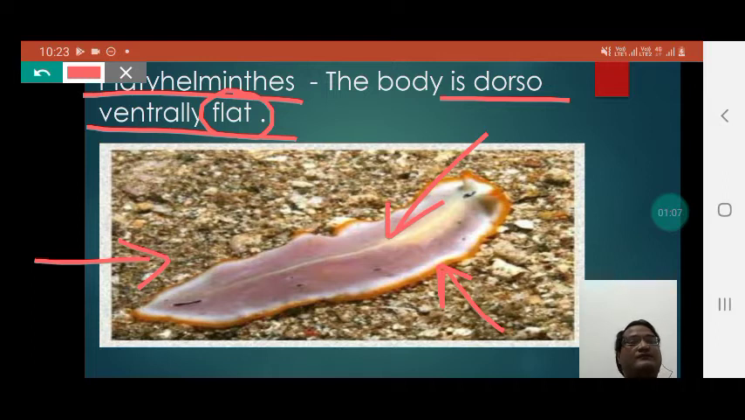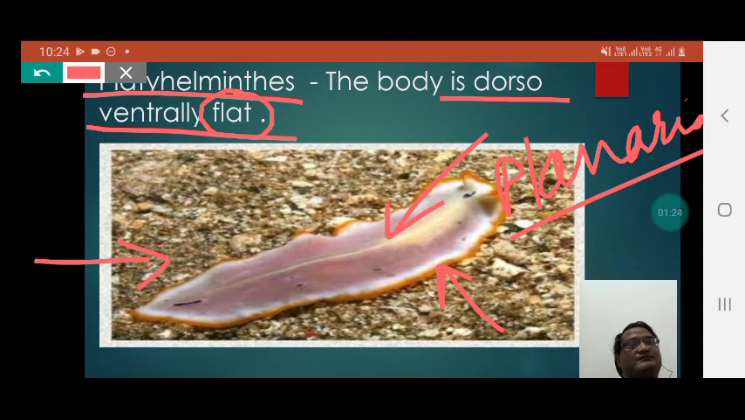So students, this is the diagram of planaria. Planaria is an example of platyhelminth and generally appears quite flat.